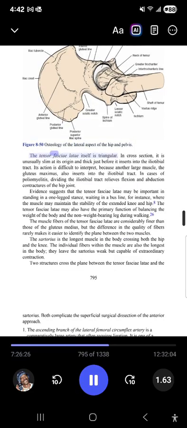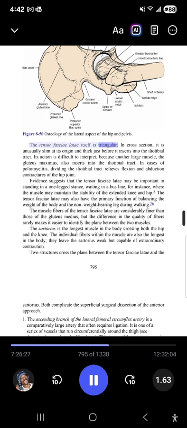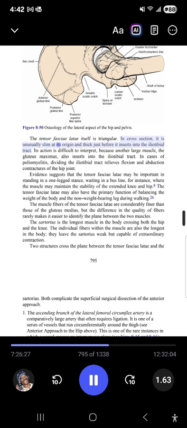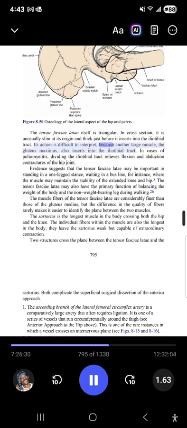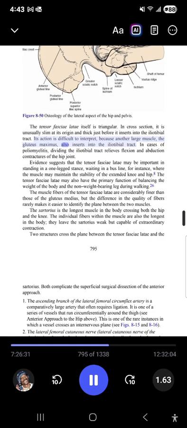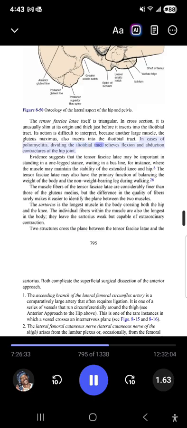The tensor fasciae latae itself is triangular. In cross-section, it is unusually slim at its origin and thick just before it inserts into the iliotibial tract. Its action is difficult to interpret because another large muscle, the gluteus maximus, also inserts into the iliotibial tract. In cases of poliomyelitis, dividing the iliotibial tract relieves flexion and abduction contractures of the hip joint.